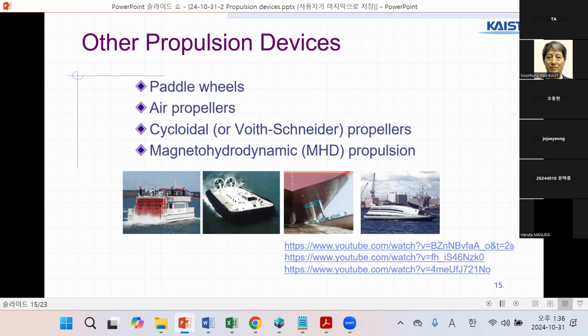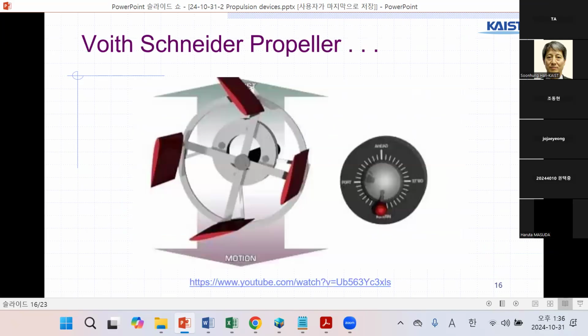Other proposed devices: there's a paddle wheel, the old-time air propeller, cycloidal, Voith Schneider, and Magnus hydrodynamic. Let's see. There's the videos. That's for you. Yes, sir. There's a Voith Schneider propeller.